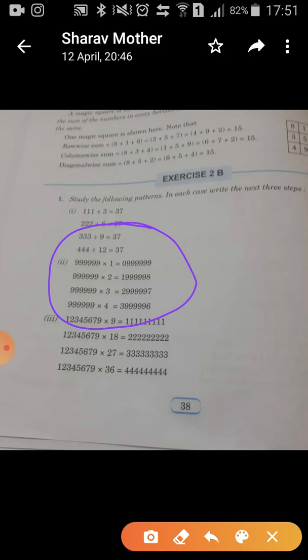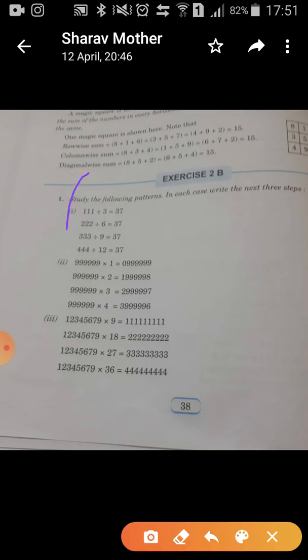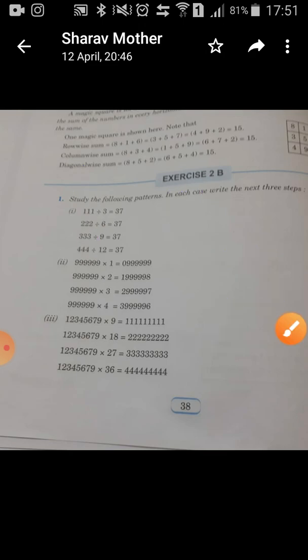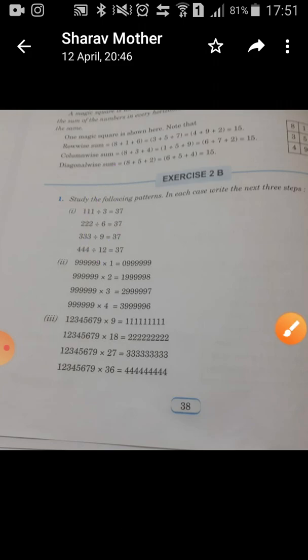So what do you see? You need to find out similarities. Like in the previous one we found out that it is following a particular pattern, 111, then 222, then 333, then 444, and the fifth one will be 555 only. The second similarity we found was that all of these numbers come in the 3 table. Here also you need to find out similarities.